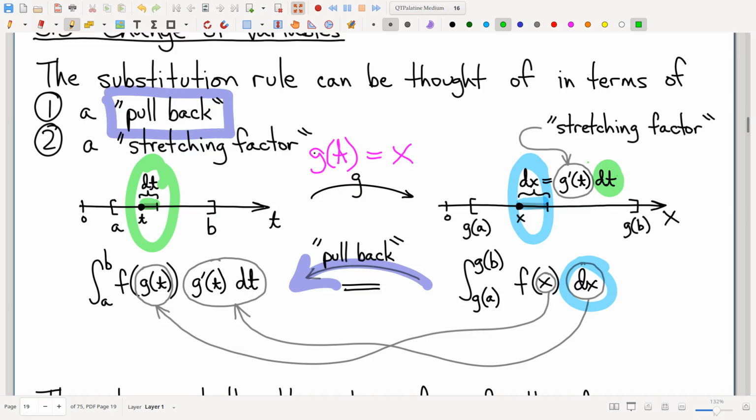Something about the nature of this g function is going to tell us how much this little interval of size dt gets stretched out to make this, as I've drawn it here anyway, larger output interval. And that factor, how much bigger it is, is what we're going to call the stretching factor. And conveniently, we already know what that stretching factor is. We already know what you multiply by an input differential to get an output differential, right? That's one of the big things we talked about in chapter 2. That's what a derivative is. A derivative is what you multiply by input differentials to get output differentials.